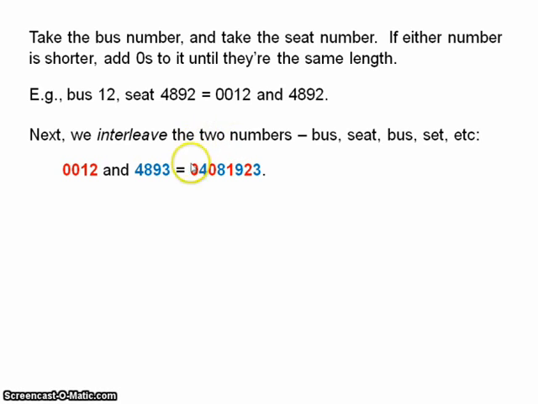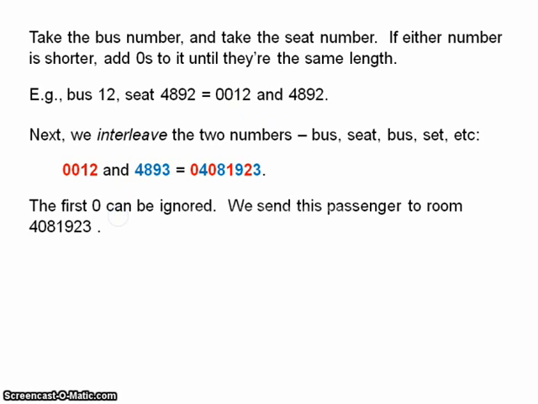So we have 04081923, like that. They're interleaved. Now, we chop off the first 0, so that we have this unique number, and we send them to that room. And as long as we interweave them like this each time, the same way each time, bus number, seat number, bus number, this provides a method for assigning each passenger a unique room number.